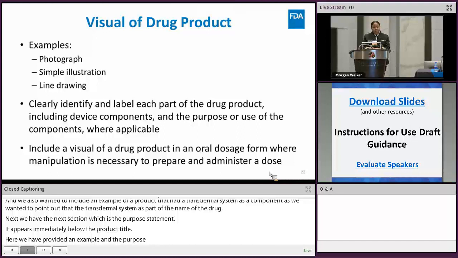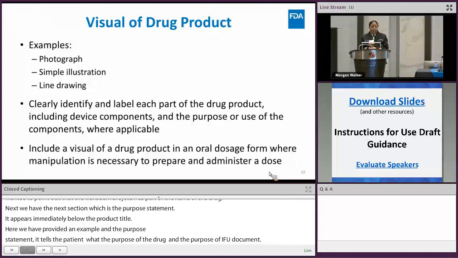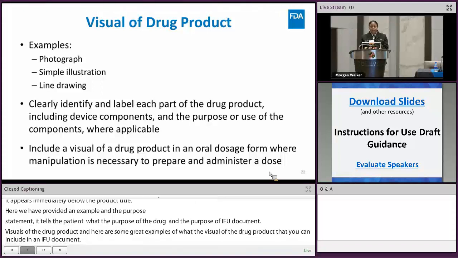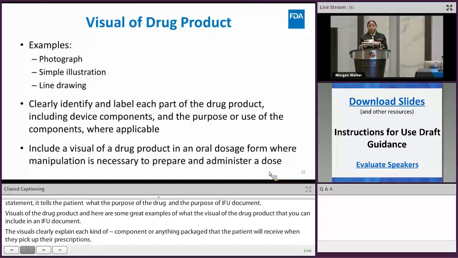Visuals of the drug product. Here are some great examples of what the visual of a drug product you can include in an IFU document. The visuals clearly explain each part, each component, anything that's packaged that the patient will receive when they pick up their prescriptions, anything that they will touch, any device parts and components. This is where you would include that information in a visual form of the drug product.